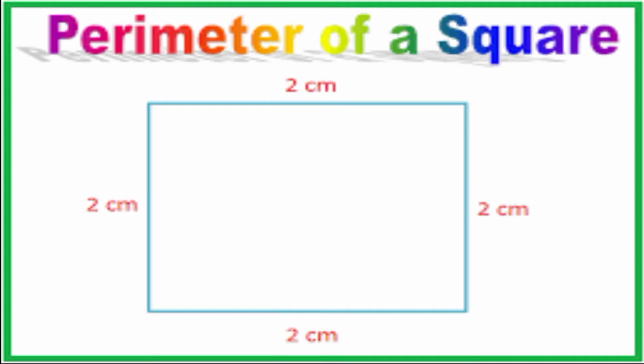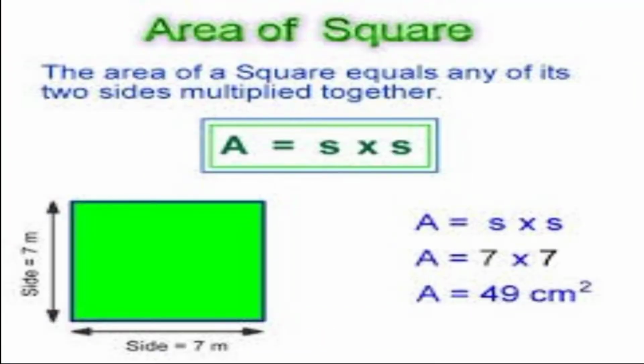Like in this shape, side is equal to 2 cm. So perimeter will be equal to 2 cm into 4. That's 8 cm. It was very easy. Now let's understand how to find area of a square. Here the formula is side into side. Here the side is equal to 7 meter. So the area will be 7 meter into 7 meter. That's 49 meter square. Remember, what matters the most is units.